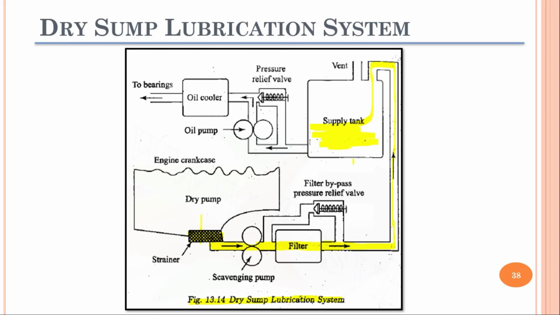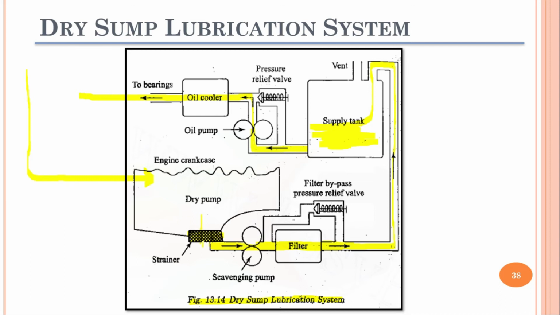And after that, this oil pump will take the lubrication oil from the supply tank, and it will pass it through the oil cooler and then into the bearings of the crankshaft, and we can say to the entire IC engine, where it will provide the lubrication, and after providing the lubrication, it will again come back to this storage tank, where it will again repeat its cycle.